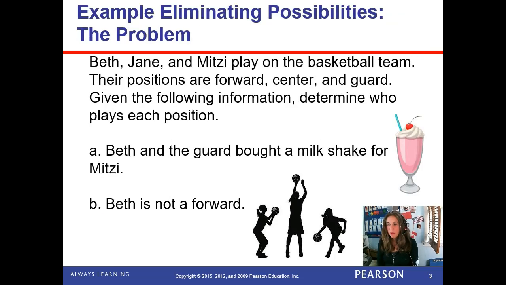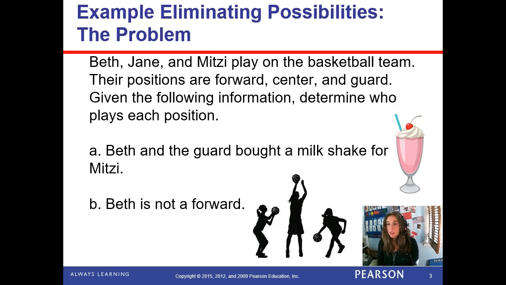So here's our problem. Beth, Jane, and Mitzi play on the basketball team. Their positions are forward, center, and guard. Given the following information, determine who plays each position. So here's the pieces of information, the data that we're given. A, Beth and the guard bought a milkshake for Mitzi, and B, Beth is not a forward.